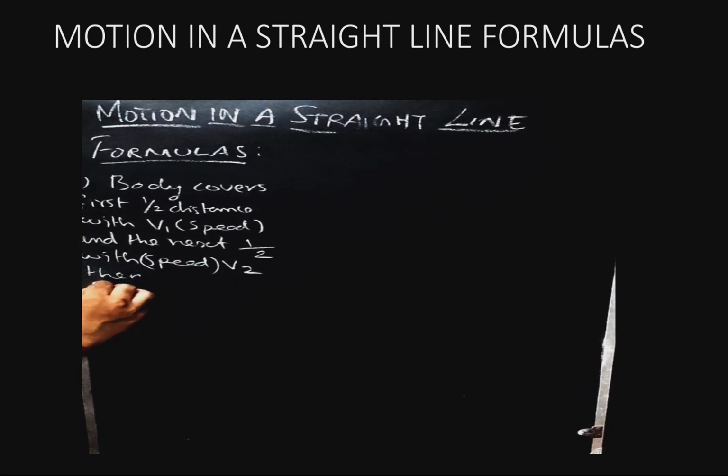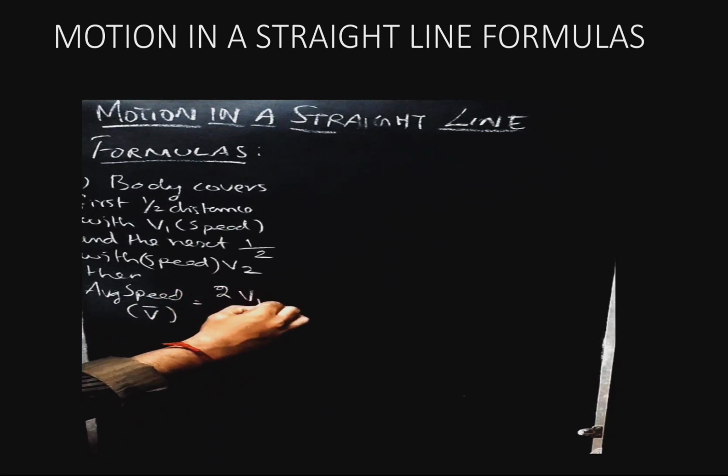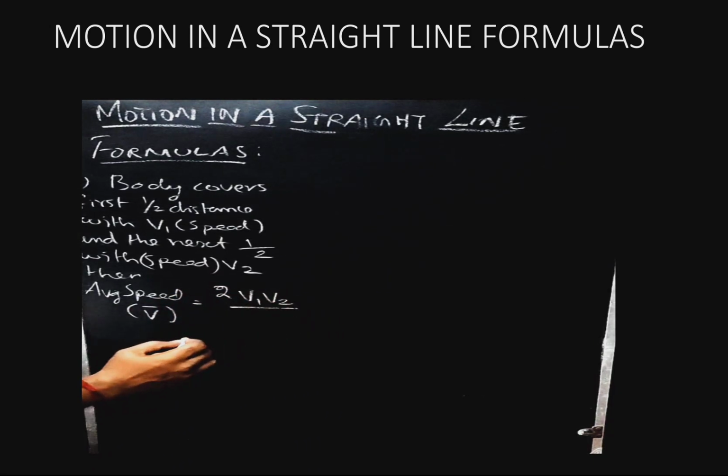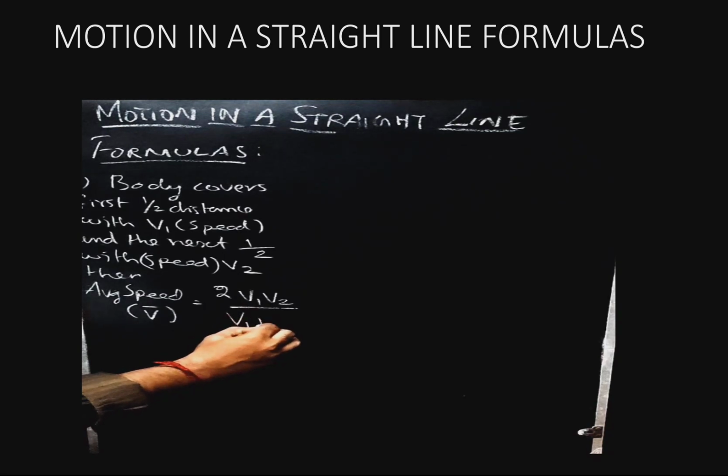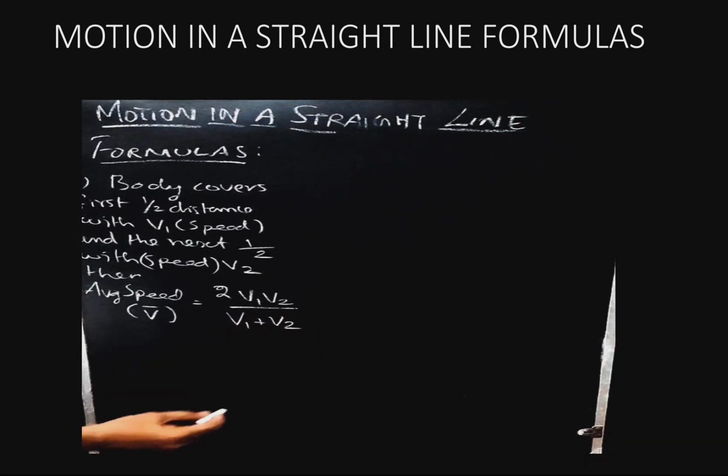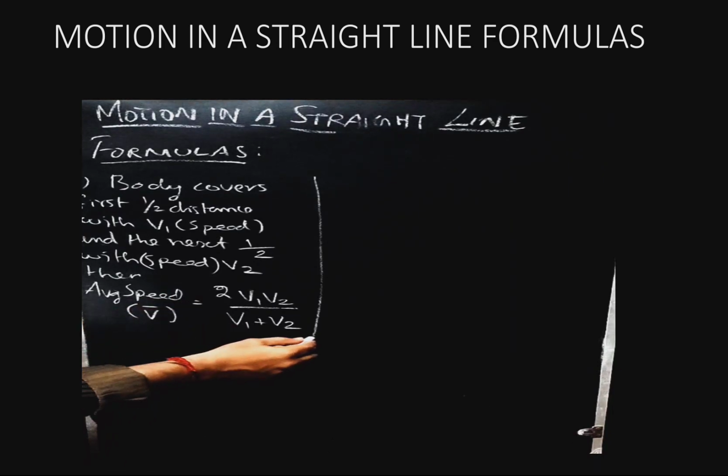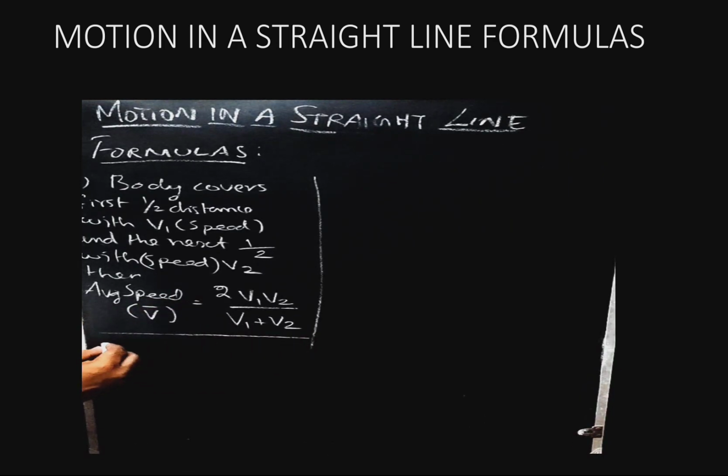Then the expression for average speed is given by v bar, which is nothing but equal to 2 times v1 v2 by v1 plus v2. So here we are going to find the expression. That is the first expression. So average speed is given by twice v1 v2 by v1 plus v2. That is the expression if there are two speeds in this particular relationship.